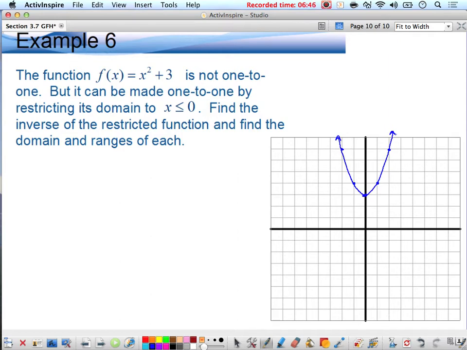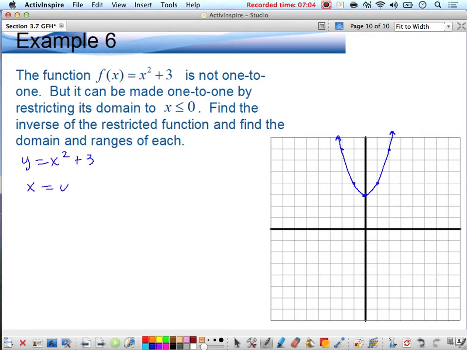It doesn't pass the horizontal line test. Good. Okay, and so a lot of times we don't care. We can just still find the inverse of it. Do y'all understand that? So if we just found the inverse, we would say y equals x squared plus 3.